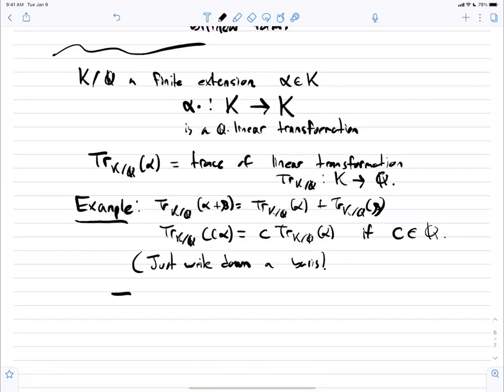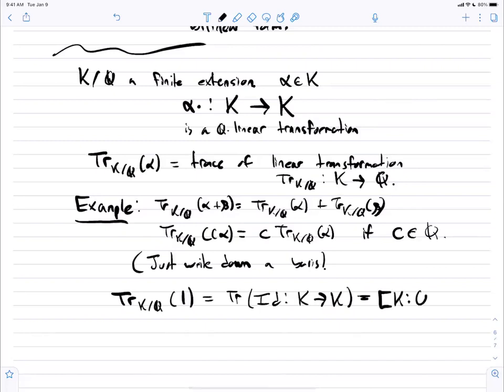Let me say, in particular, the trace from K over Q of 1. Well, that's just multiplication by 1, which is the identity transformation. So that's the trace of the identity transformation from K to K. And the trace of the identity transformation, in any basis, is just going to be the identity matrix. So that's just the dimension of the vector space K, which is the degree.